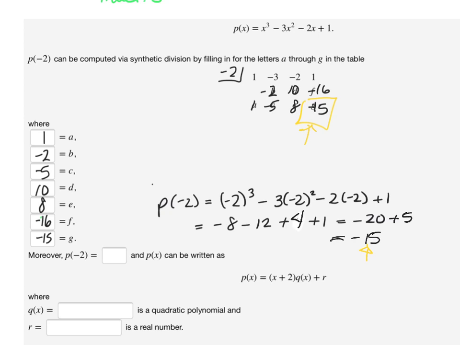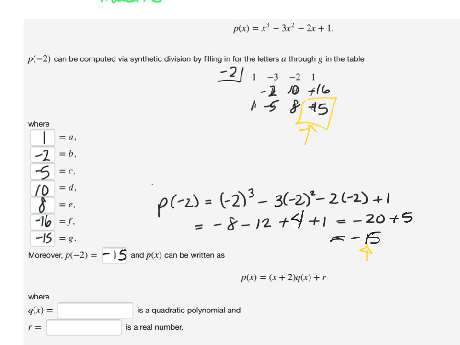So that second part is saying if you put in negative 2, the answer that comes out is negative 15, which is the remainder. If your remainder is 0, x plus 2 would have been a factor.